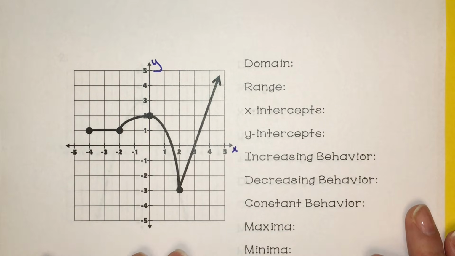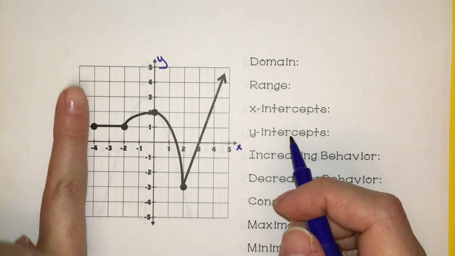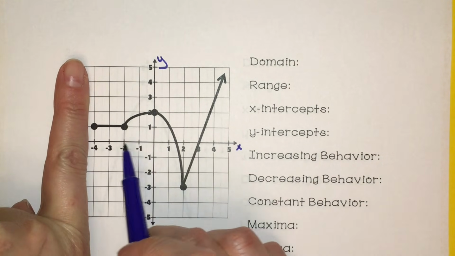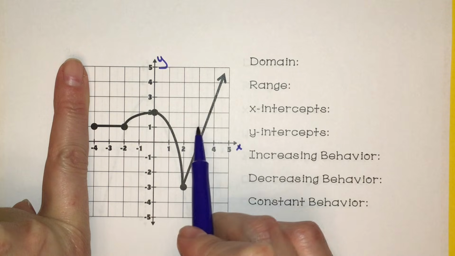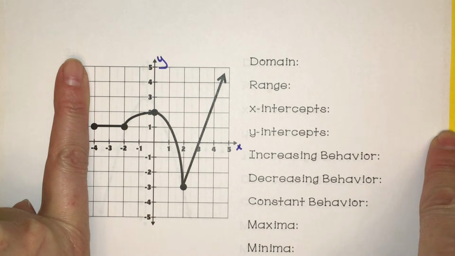So, starting with domain, we have our x-axis, y-axis. Domain is looking at the x values. So, looking at the x-axis, well, this is the smallest x will ever get. But as we keep going out, if this arrow continues going up, that means that the x values are going to continue this way forever.